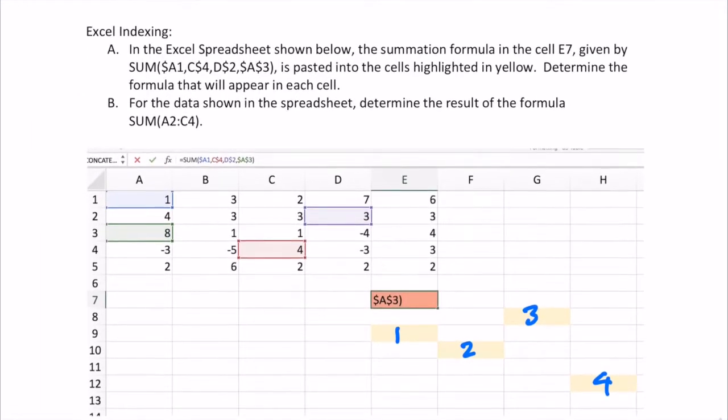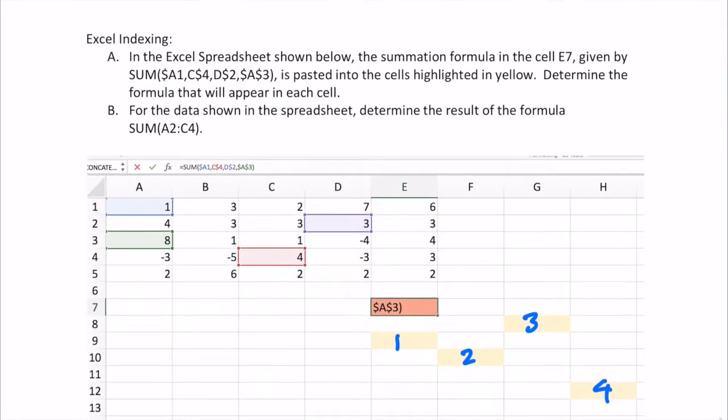Okay, let's start with an Excel review problem. The topic that we're considering here is Excel indexing. In the problem statement, you're starting with cell E7, right here, and you have a formula in that particular cell, and this is the formula.